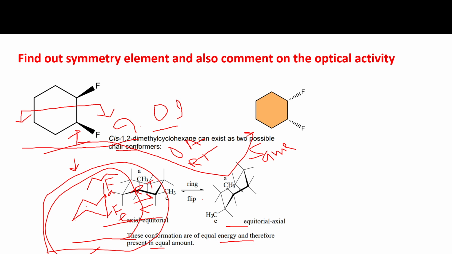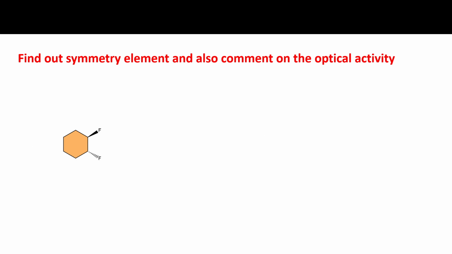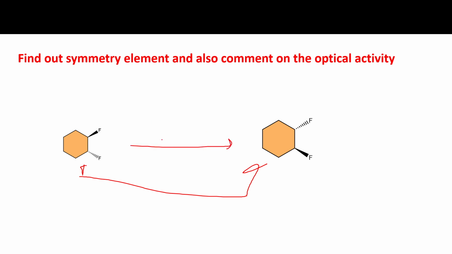So we cannot separate out the two conformers at room temperature. For that reason, the molecule is achiral, as though they are chiral, but we cannot separate out the two conformers. So for this reason, they are achiral. Then the conformer like this one, cis and trans, are chiral molecules, and the relation between these two is enantiomer of each other.